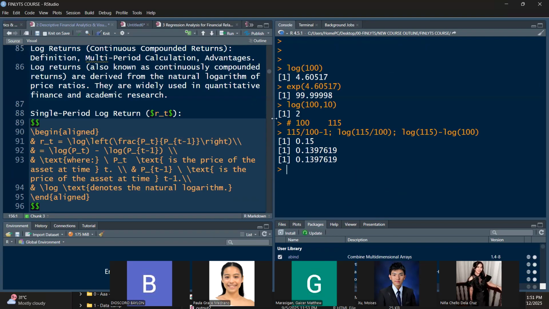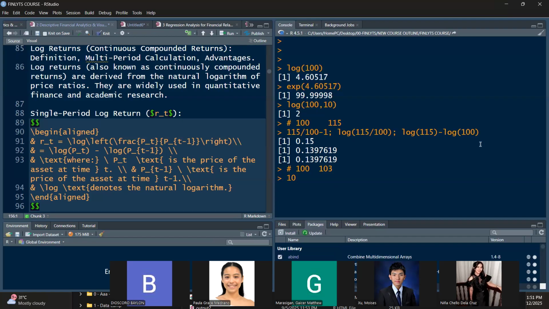However, in cases where you have small returns, let's say the price at time t is 103 and the price at time t minus 1 is 100. So we have the price now at 103, and the price at time t minus 1 is 100. Let's get the simple returns.